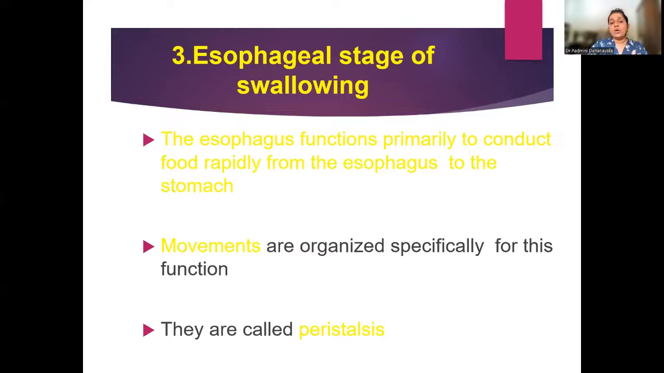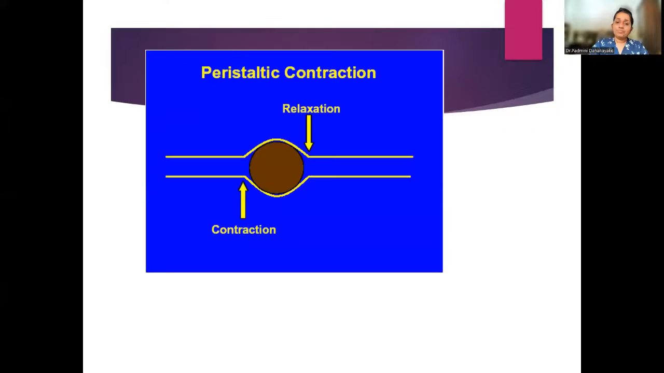So with this, the esophageal stage is primarily done to conduct food rapidly from the esophagus to the stomach. There are some movements specifically organized for this function as well. They are known as peristalsis. I told you that at the end of the pharyngeal stage we initiate the peristaltic movements. They will continue towards the esophageal stage as well, right?